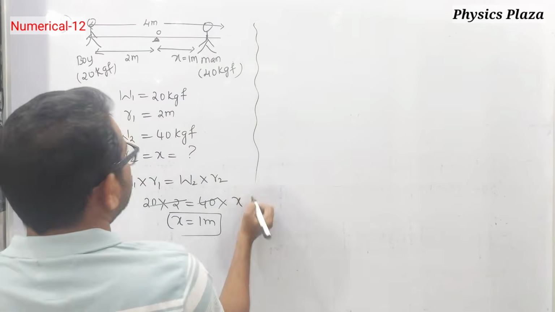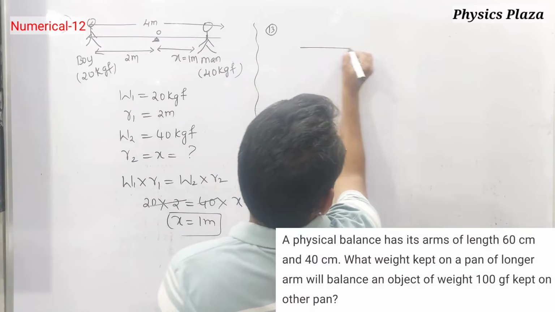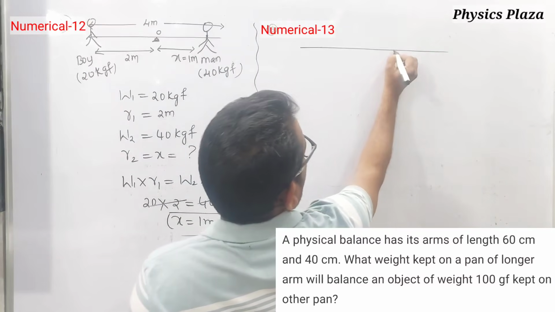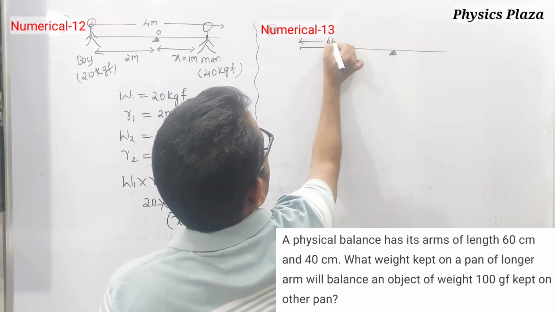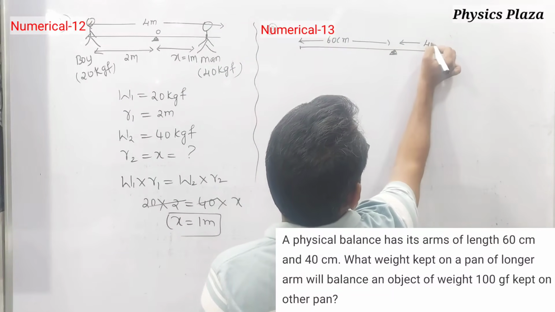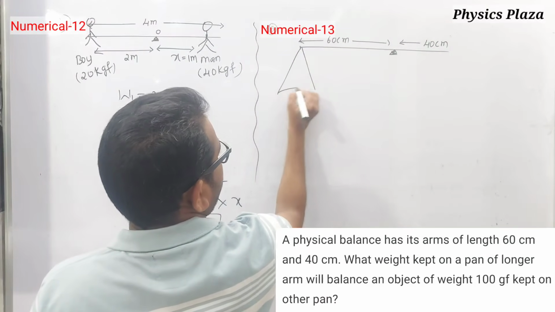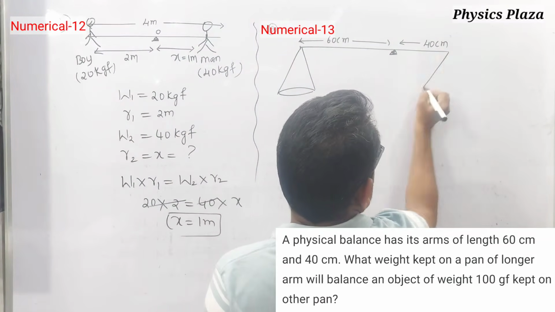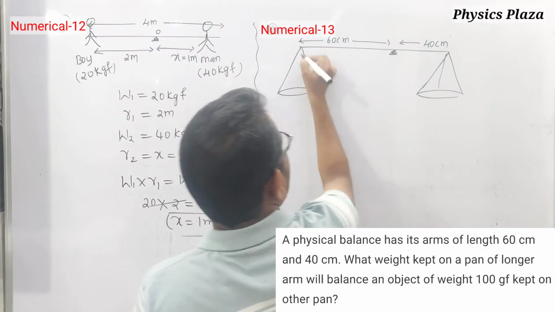Fine, children. Now, let us see. This 13th numerical is based on a physical balance. It is given that a physical balance has arms, one is a long arm of 60 centimeters, and another is a short arm of 40 centimeters. So, let us draw a rough diagram. Children, actually a diagram is not required. For the diagram, you don't have any marks in the exam, but the thing is that we get a grip.